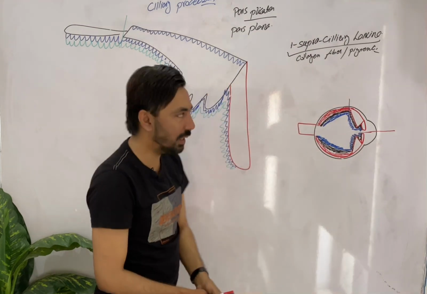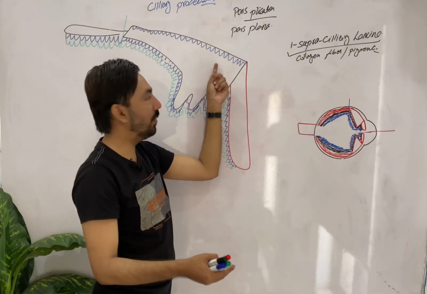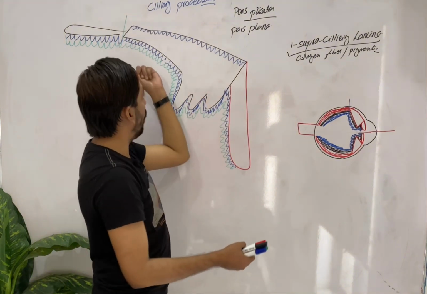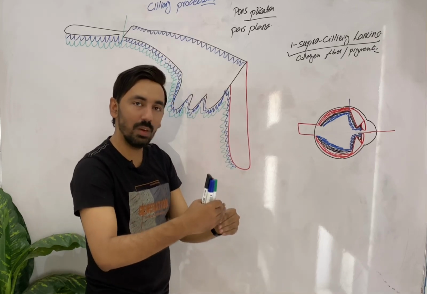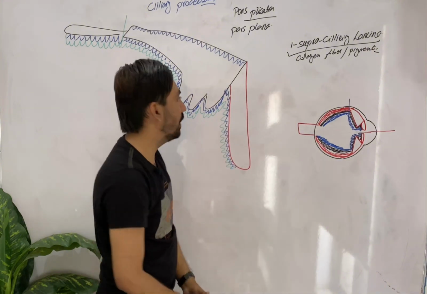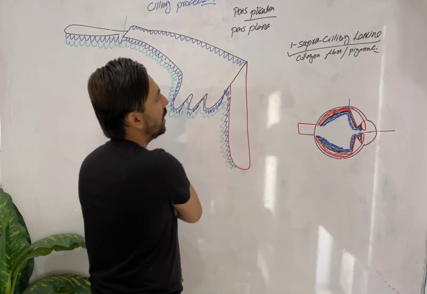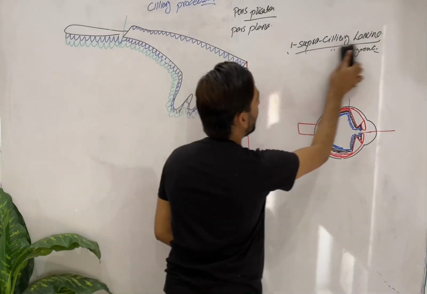And what is the supraciliary lamina? This is the first layer of the ciliary body. When it was on the choroid, it was the suprachoroidal lamina, and when this suprachoroidal lamina moves forward towards the ciliary body, then it will be the supraciliary lamina, right? So that was all about the supraciliary lamina, which is the first layer of the ciliary body.